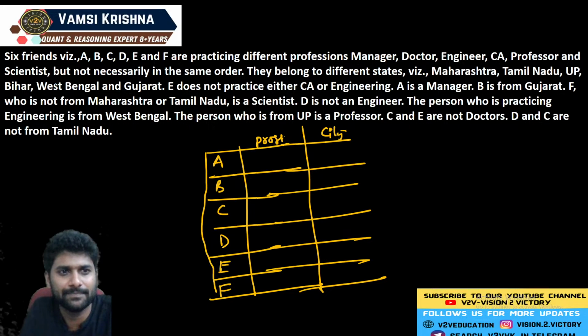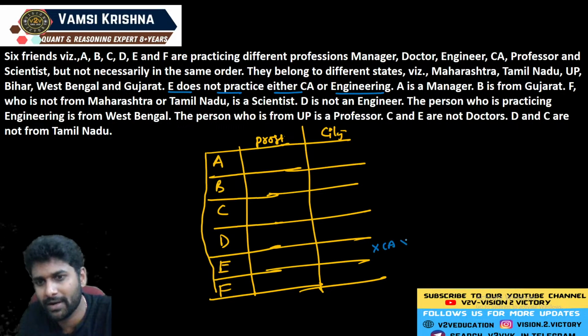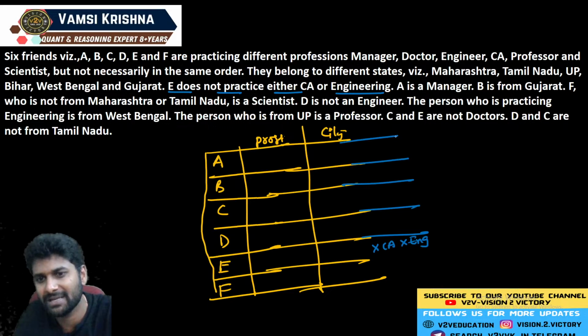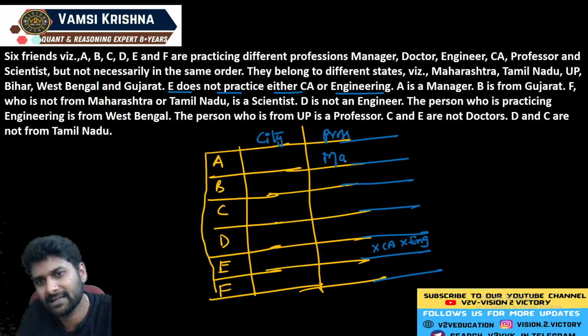Now let's take the data here. First information: E is not practicing either CA or engineer. A cross mark means you can't place those two elements in that box. So that's an indication. A is a manager, direct information. A is a manager. It's a direct data, guys.